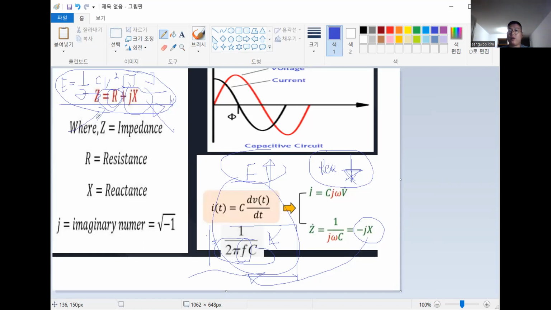Yeah, this is what we learned about the capacitor. Yeah, thanks a lot. Today's lecture is done.